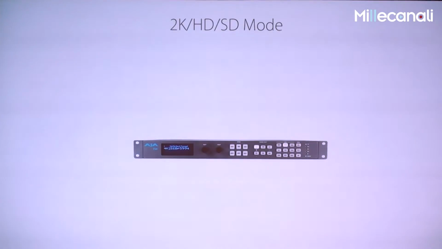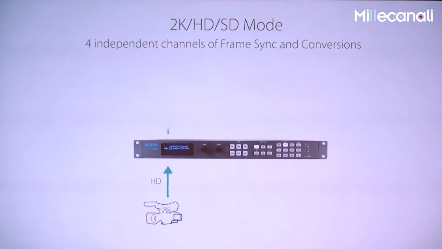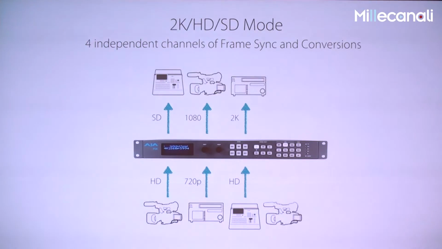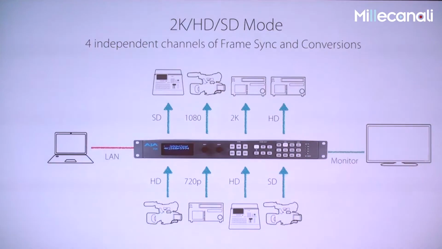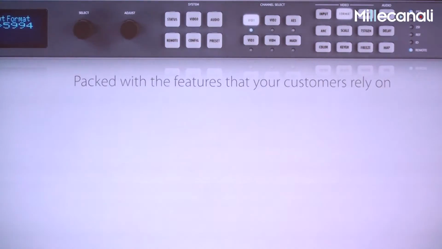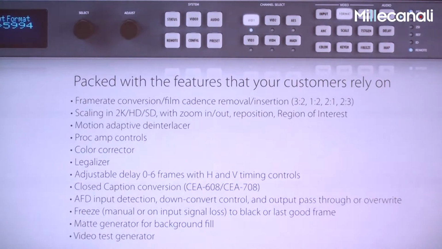So the 4-channel mode, the 2K mode or the HD mode, it's pretty self-explanatory. So if you're familiar with our FS products, they're frame syncs. They do up-down cross from SD, HD, and 2K. So you basically have 4 of those in this one RU box now. So you can bring in any resolution up to 2K and convert it and frame sync it and do all kinds of image manipulation. It's just jam-packed with the features that our FS products are known for and our customers rely on, like frame rate conversion. We have a region of interest, scaler, color corrector, legalizers, closed captioning support, test generators. These boxes do a ton of stuff, and FS4 is no exception.